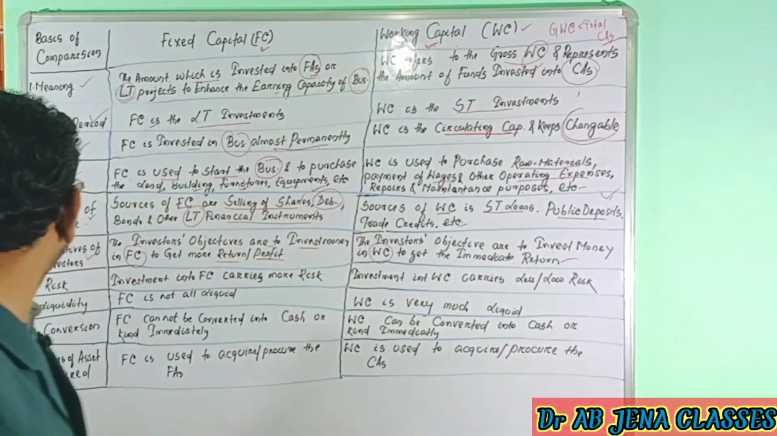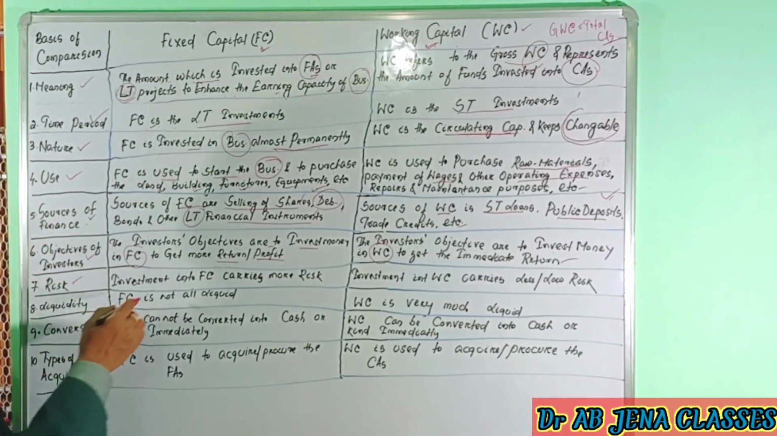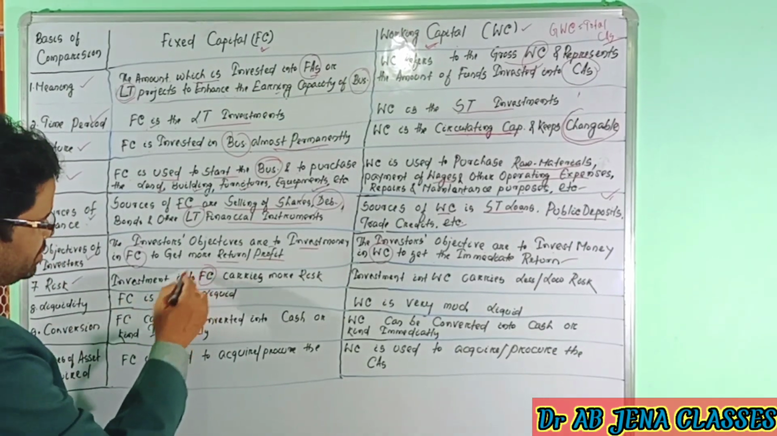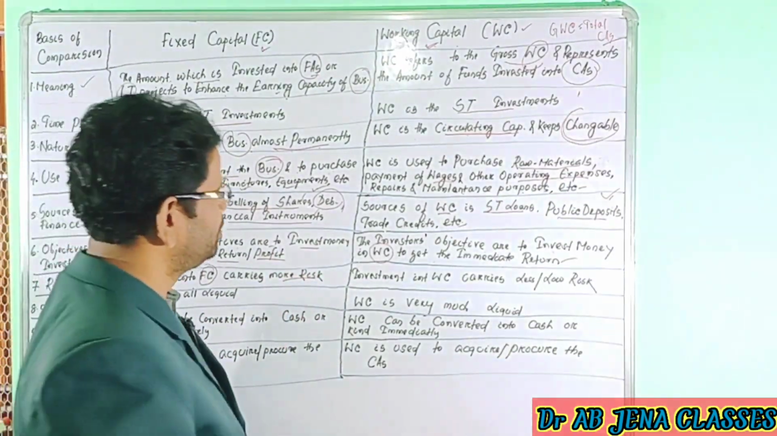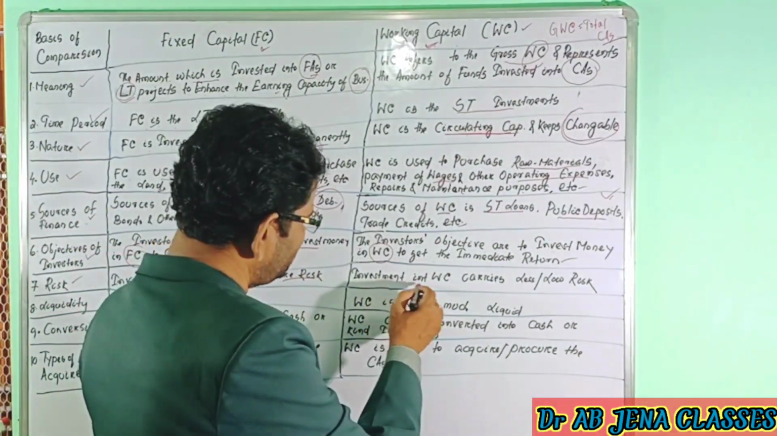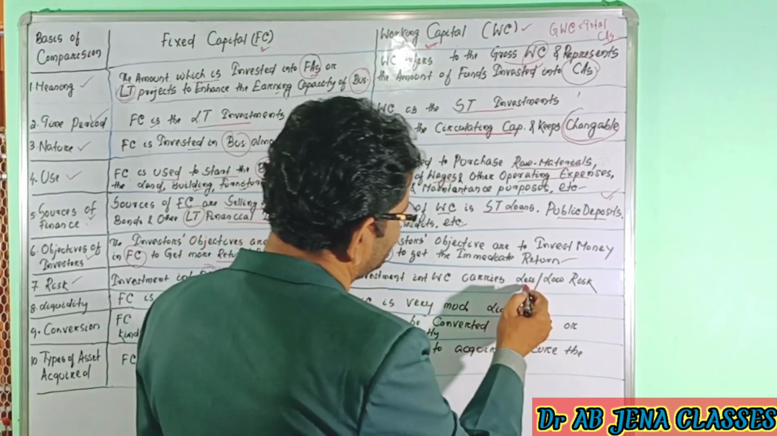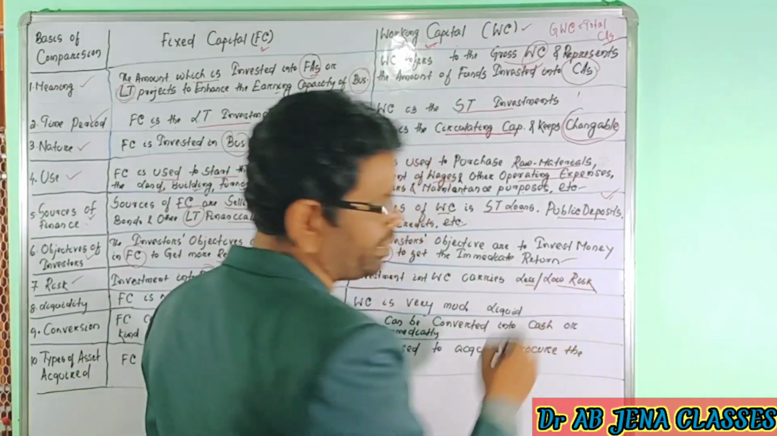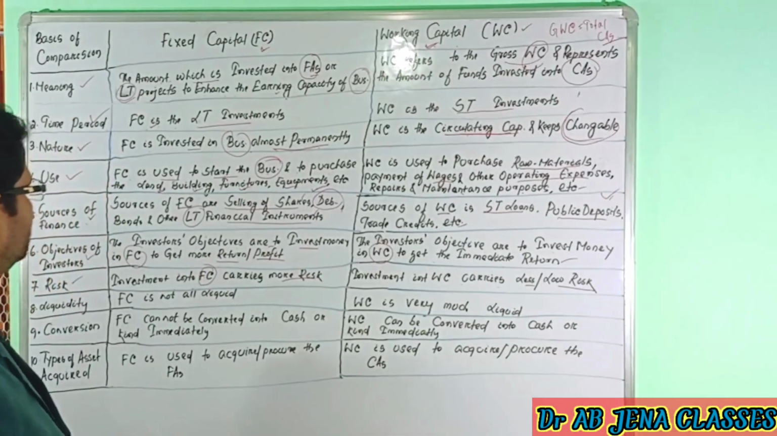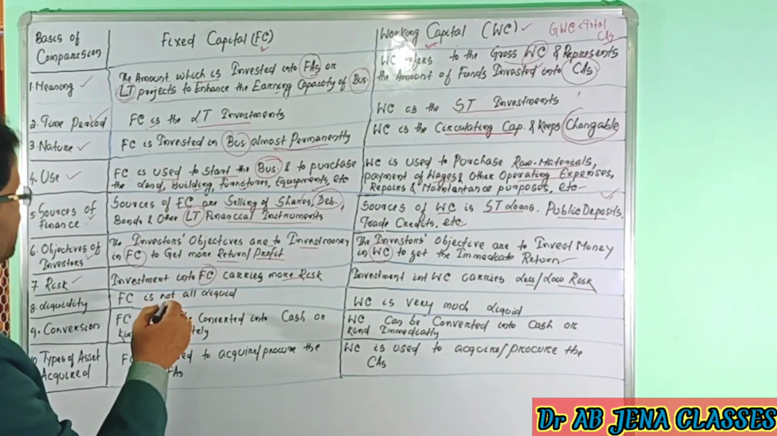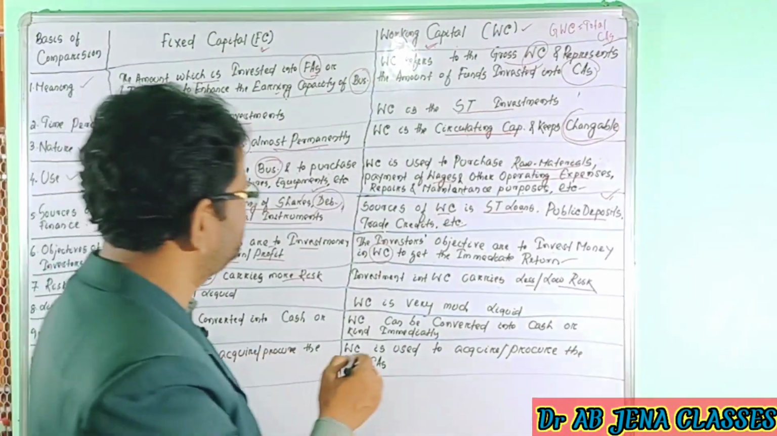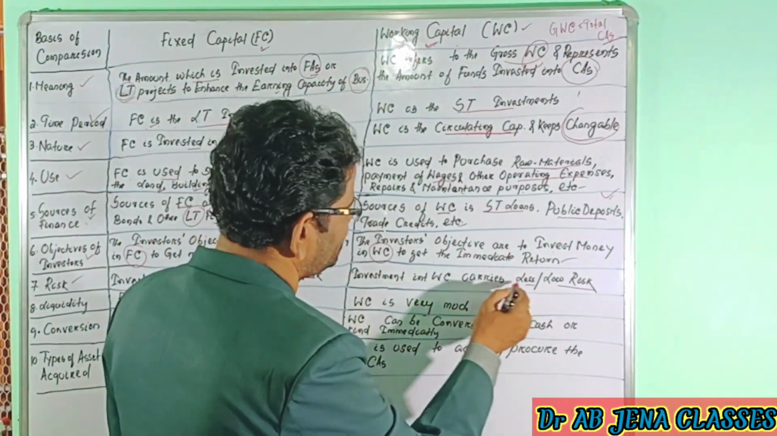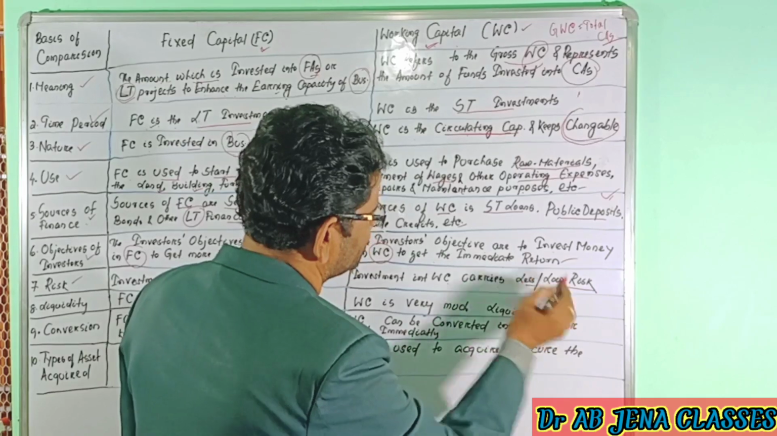Next basis of comparison is the risk. Investment into fixed assets or fixed capital carries more risk as compared to the working capital. Investment into working capital carries the low risk. I mean the investment into fixed capital is the high risk, whereas the investment into working capital is the lower risk.